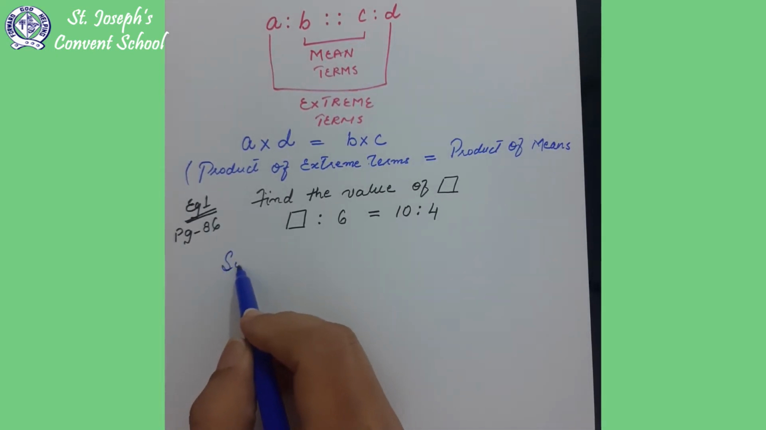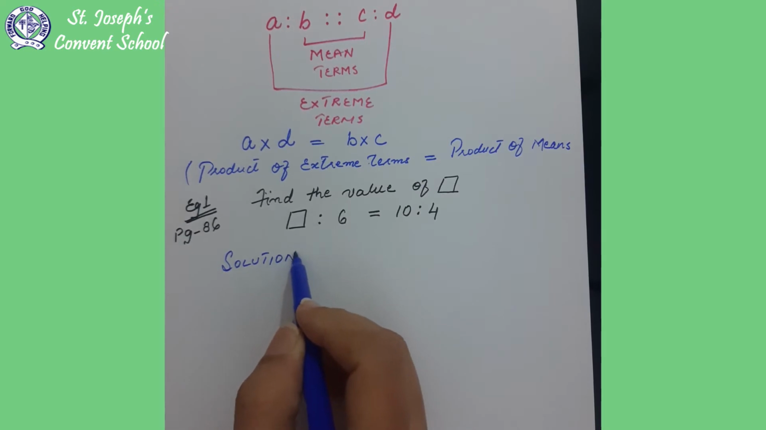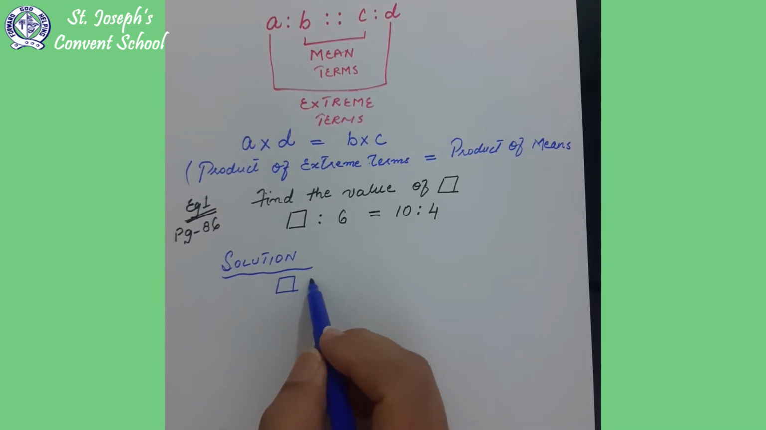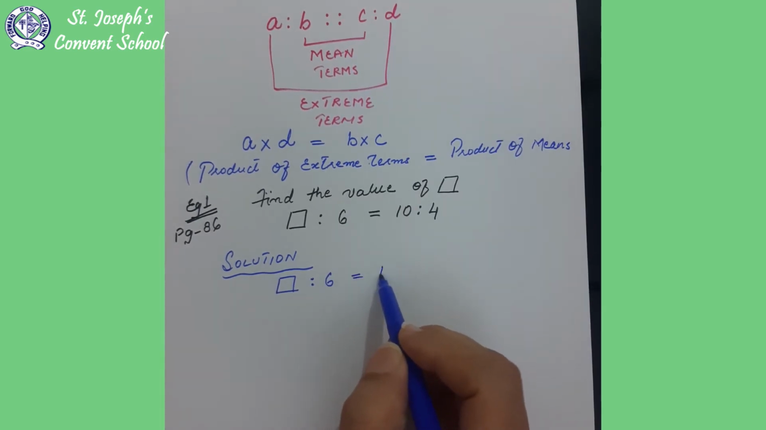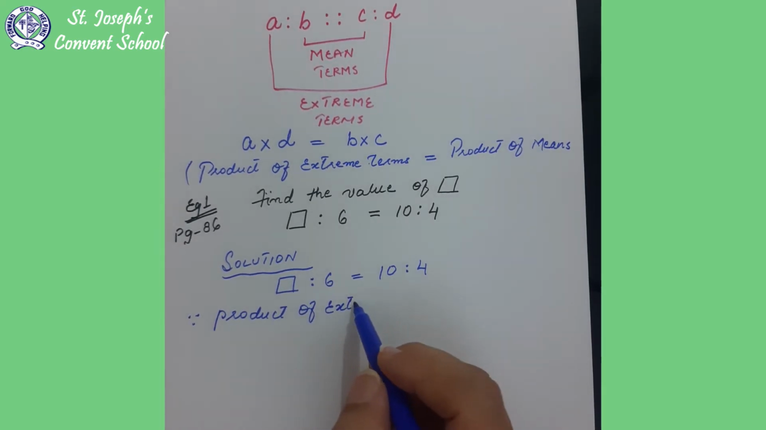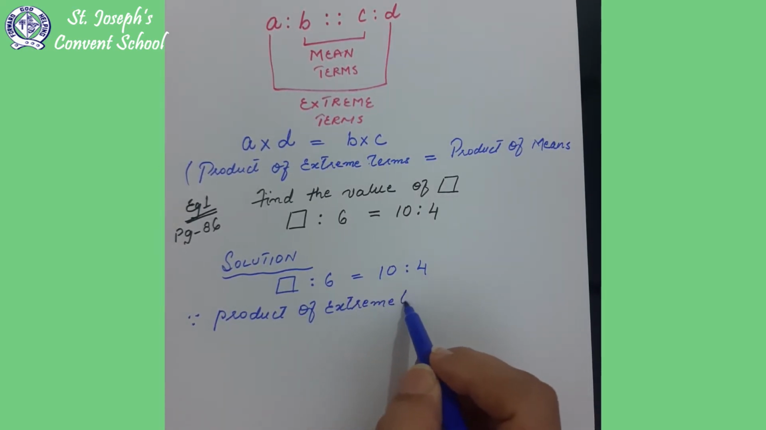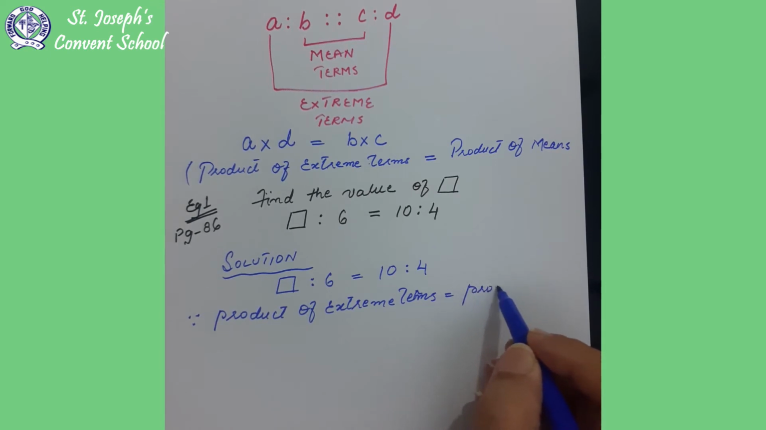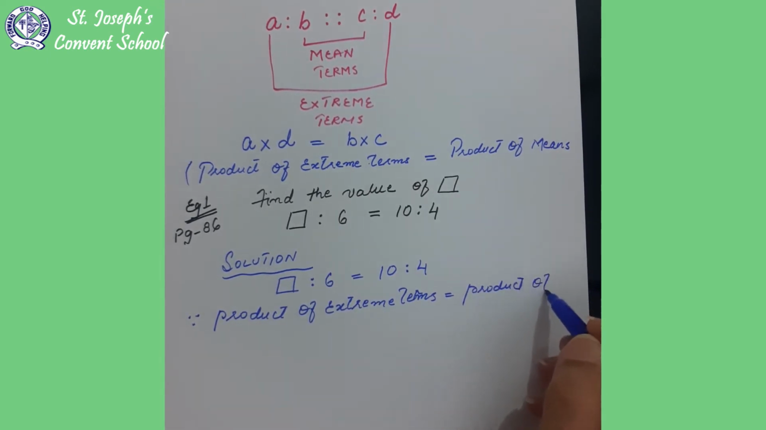Solution. In the question, this box is to 6 equals 10 is to 4. So according to the formula, what we do: product of extreme terms equals product of means.